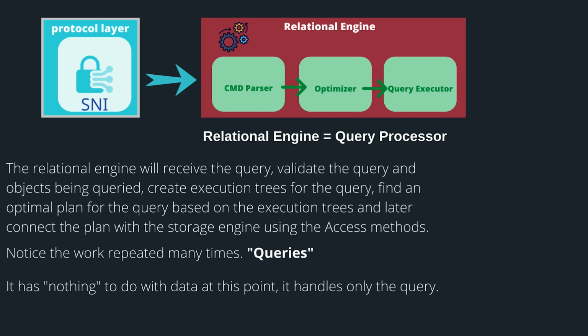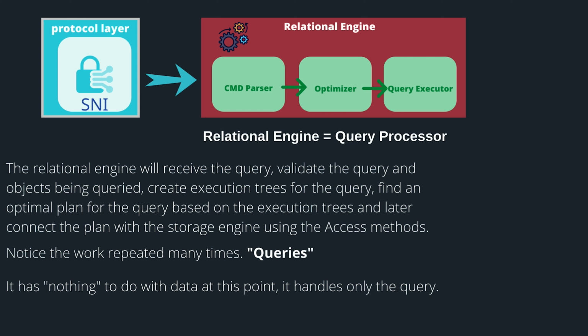The relational engine will receive the query, validate the query and the object being queried, create execution trees for the query, find an optimal plan for the query based on the execution trees, and later connect the plan with the storage engine using the access methods. Can you notice that we talked a lot about queries here?